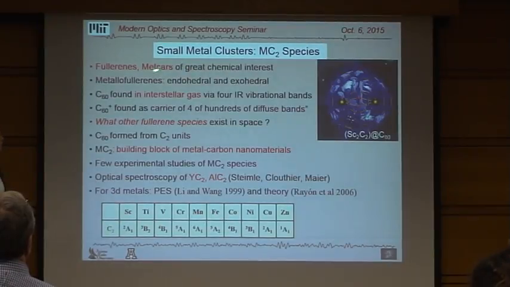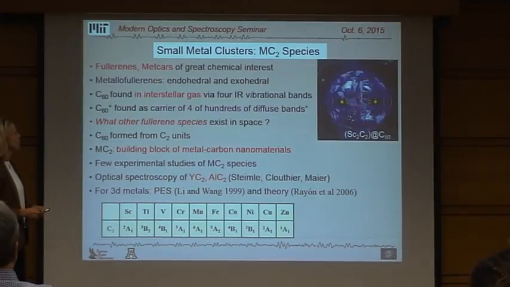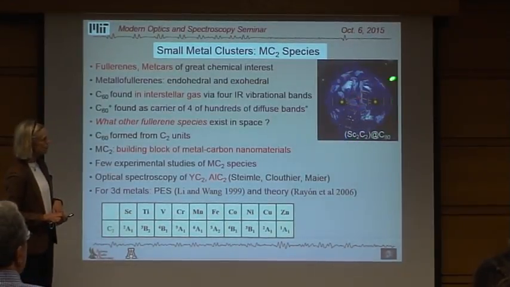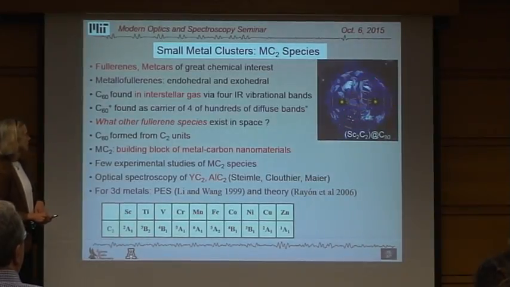Now, you know from the chemical community that molecules like fullerenes and metcars are of great chemical interest. And then you can add a metal to the fullerenes and get metallofullerenes, and some have the metal inside, and some have them on the outside, depending on whether they're in the first half of the periodic table or the second half, so you can create endohedral and exohedral metallofullerenes. Here's a picture of a very famous one. You have scandium-2C2 embedded in C80, and that's a known molecule.